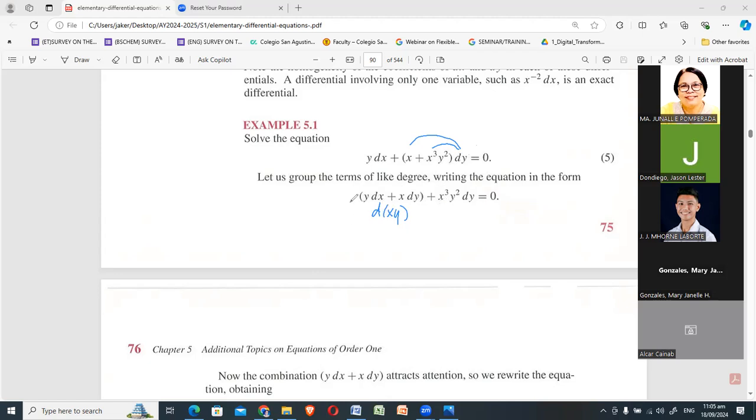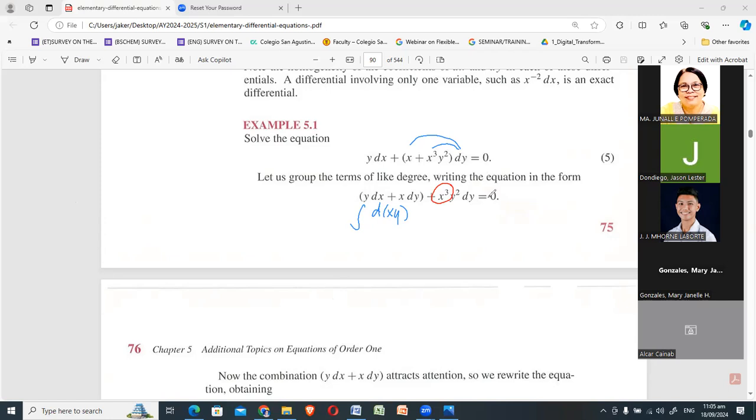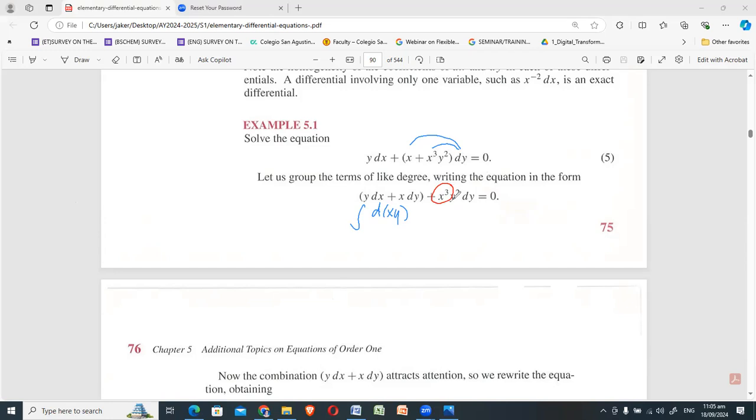However, there's a big problem. While this one can be integrated by simply dropping the d and you'll be left with xy, this one cannot be integrated, as I explained a while ago. Why can it not be integrated? Because of this x cubed. X cubed cannot be integrated when your differential is dy. So you have to find a way to eliminate the x cubed here so that you can integrate this second term. The way that you find should also not compromise this one.